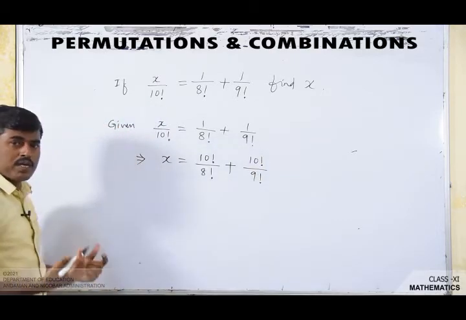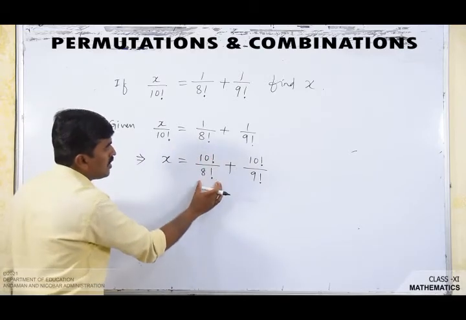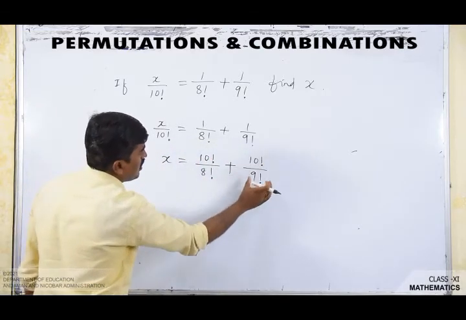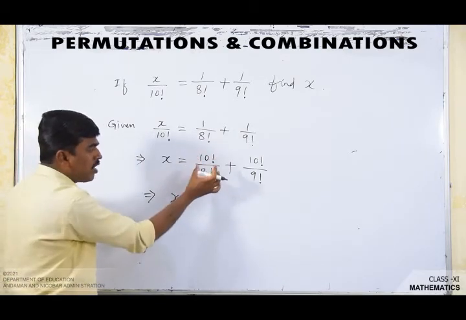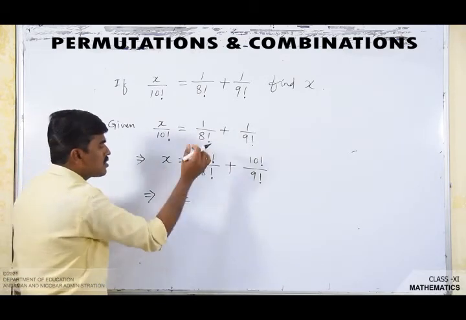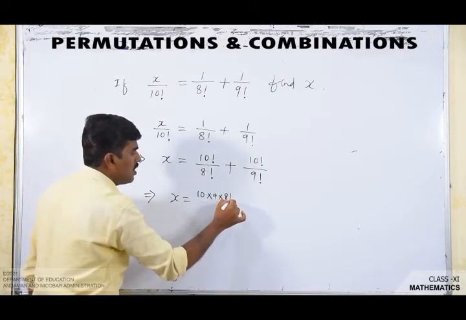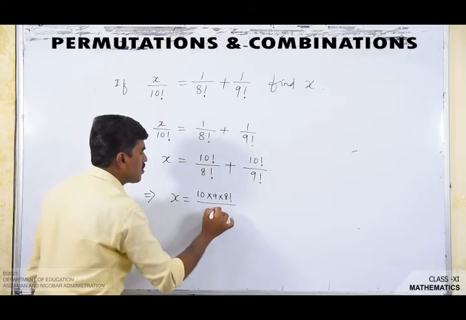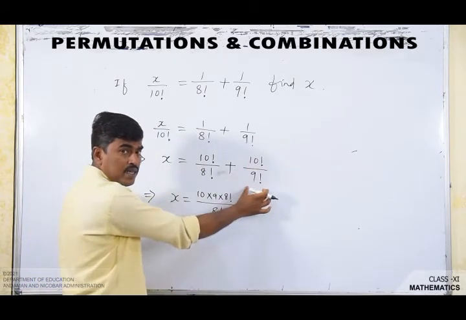So multiply both sides by 10 factorial, you will get x is equal to 10 factorial divided by 8 factorial and 10 factorial divided by 9 factorial. That implies x is equal to, now it is 10 factorial by 8 factorial. So this 10 factorial can be written as 10 into 9 into 8 factorial, stop at 8 factorial as the denominator is 8 factorial, plus, now it is 10 factorial divided by 9 factorial.